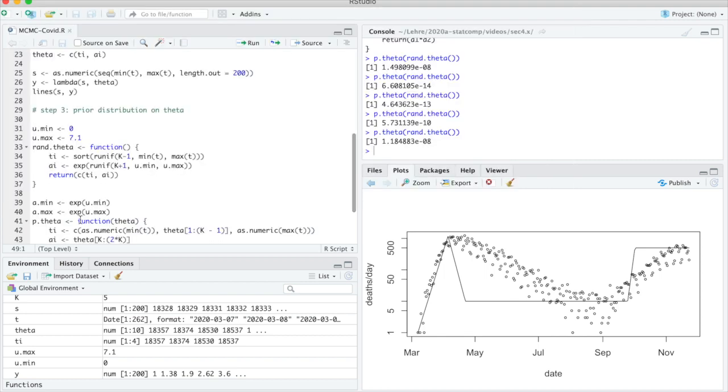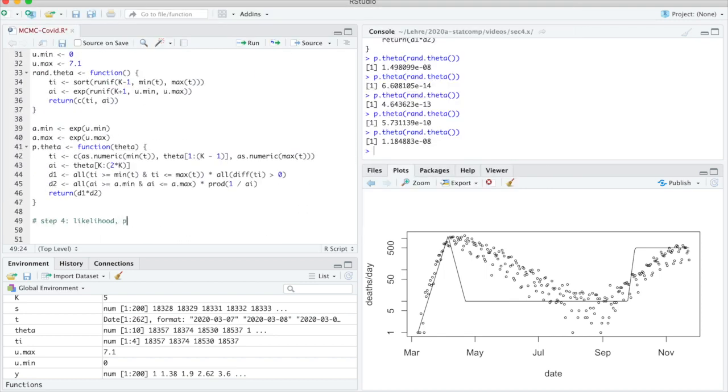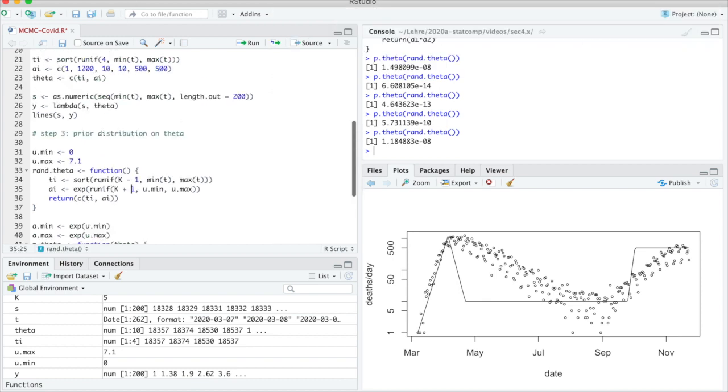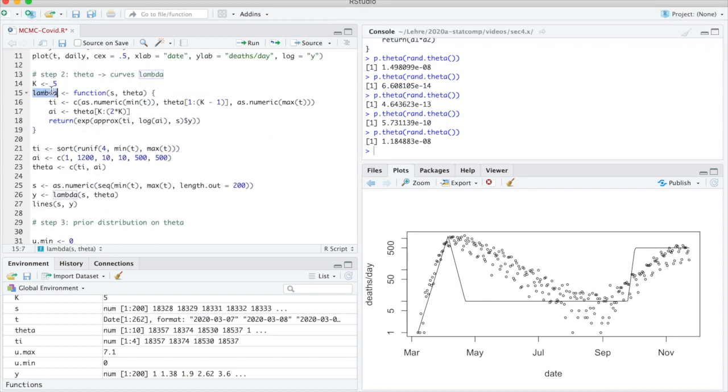So that will be step 4. So that's p of x given theta. And that we fixed already. We said given theta, the data is meant to be Poisson distributed, and the mean will be given by this function lambda. So that is easy enough. We can just look here. We have already this lambda where we can plug in the theta to get our curve.